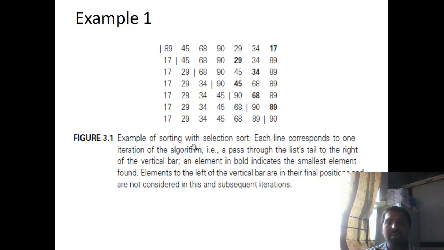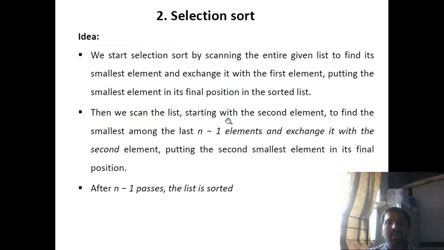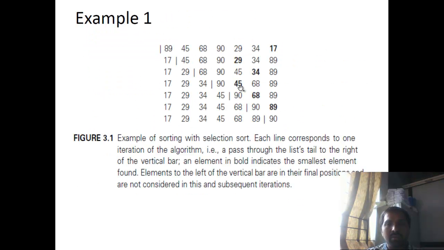So this example is sorting with selection sort. Each line corresponds to one iteration of the algorithm. So each line indicates each pass through the list to the right of the vertical bar. An element in bold indicates the smallest element found. So that is the way we can sort the list using selection sort.